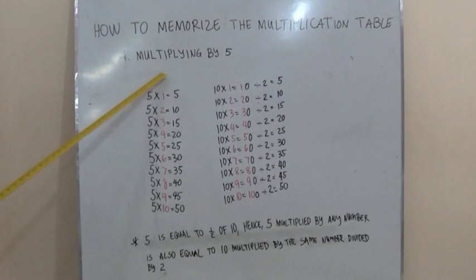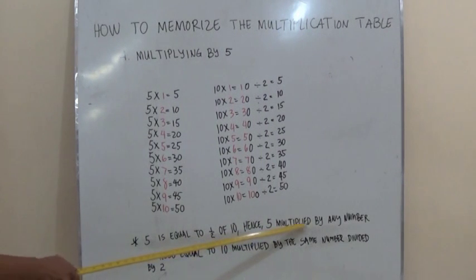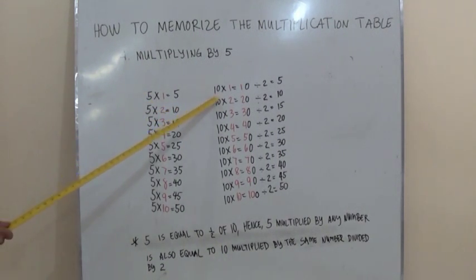Let's move on to multiplying by 5. Remember this, 5 is equal to 1/2 of 10. Hence, 5 multiplied by any number is also equal to 10 multiplied by the same number divided by 2. If you have difficulty multiplying by 5 at first, change 5 into 10 and then proceed with multiplying by 10, which we have already discussed in the previous lesson.